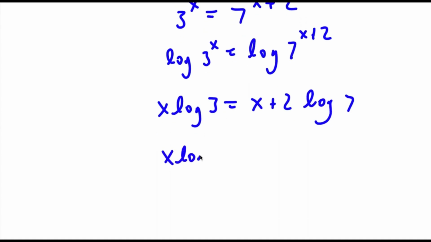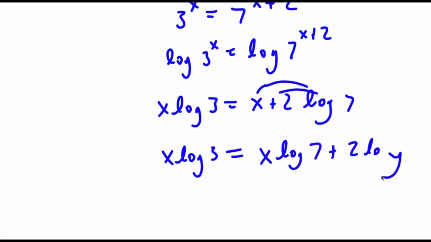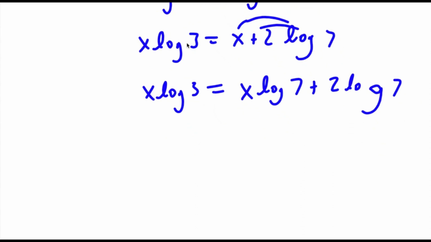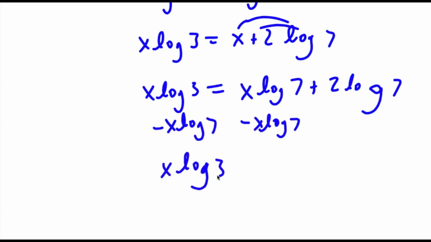Now I have x times log 3 is equal to, now the x and 2 distribute, so I have x times log 7 plus 2 times log 7. Now if I subtract x times log 7 on both sides, I have x times log 3 minus x times log 7 is equal to 2 times log 7.